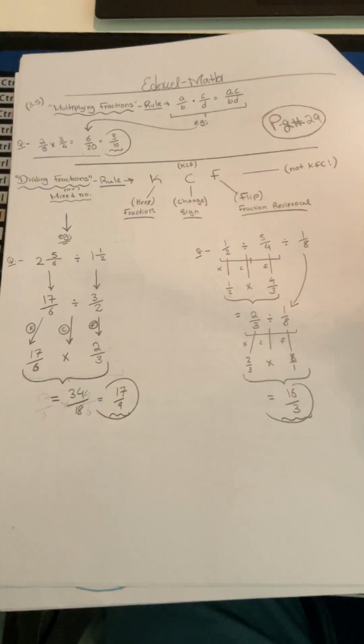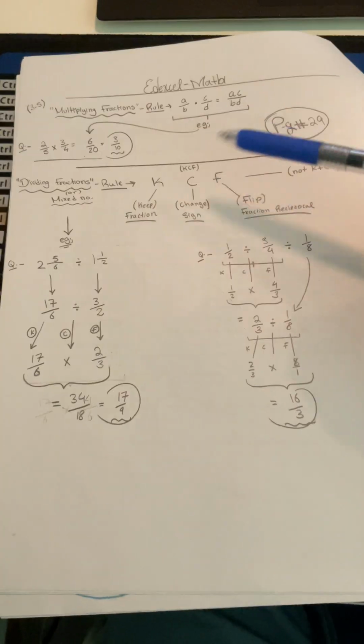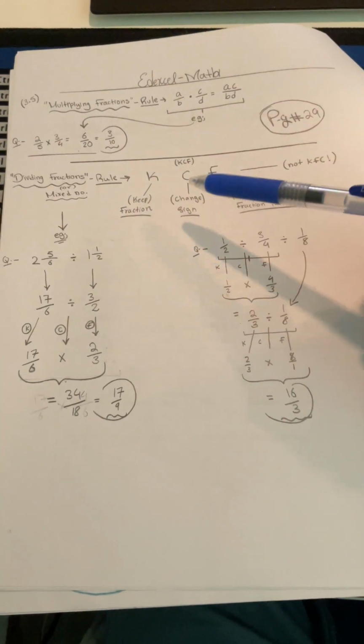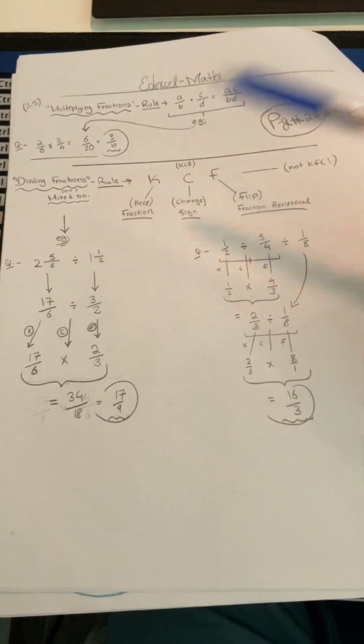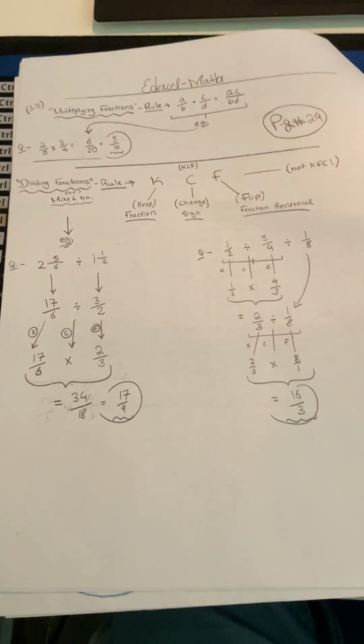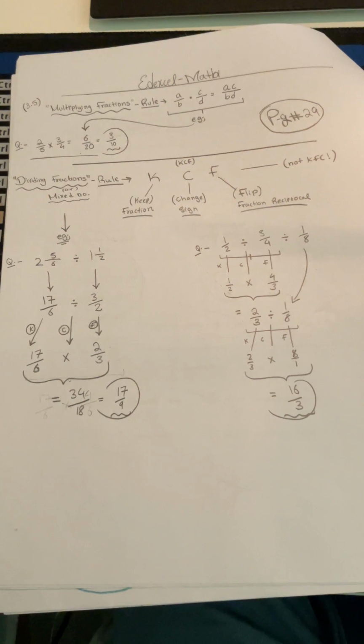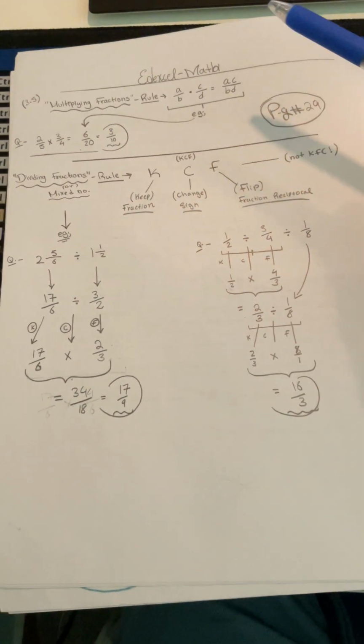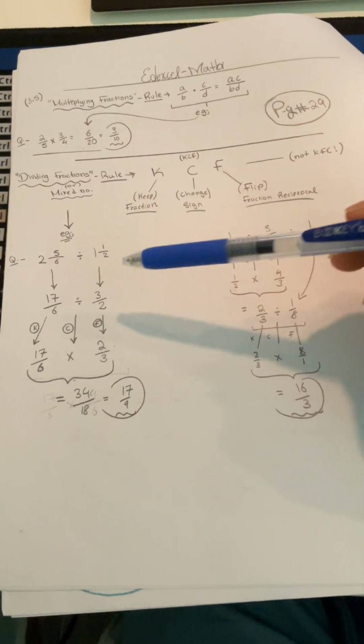Dividing fractions, we use the rule KCF, okay? Or you can use cross multiplication. So KCF means keep the first fraction, change the sign, and flip the last fraction. Take the reciprocal of the last fraction. For example, this is a mixed number fraction. Let's convert both to a top-heavy fraction.